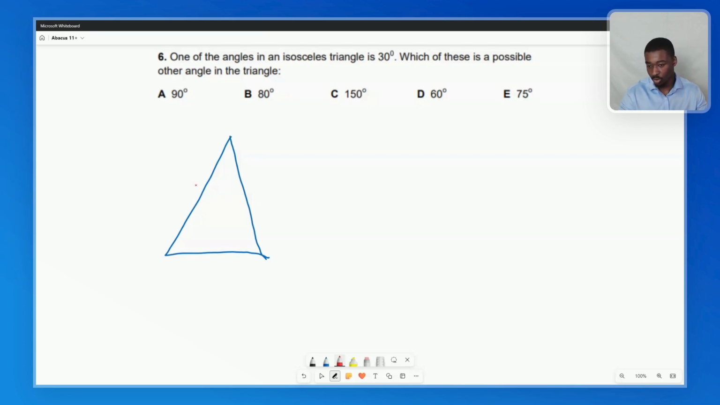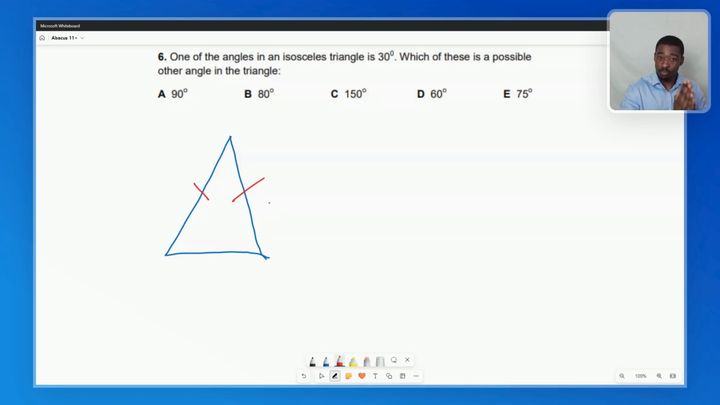And usually we denote those two sides with these dashes that we put through the sides of the triangle that are of equal length. So in this example, the examiner is telling us that this side here and this side here are of equal length, right? So that's an isosceles triangle, two sides of equal length.